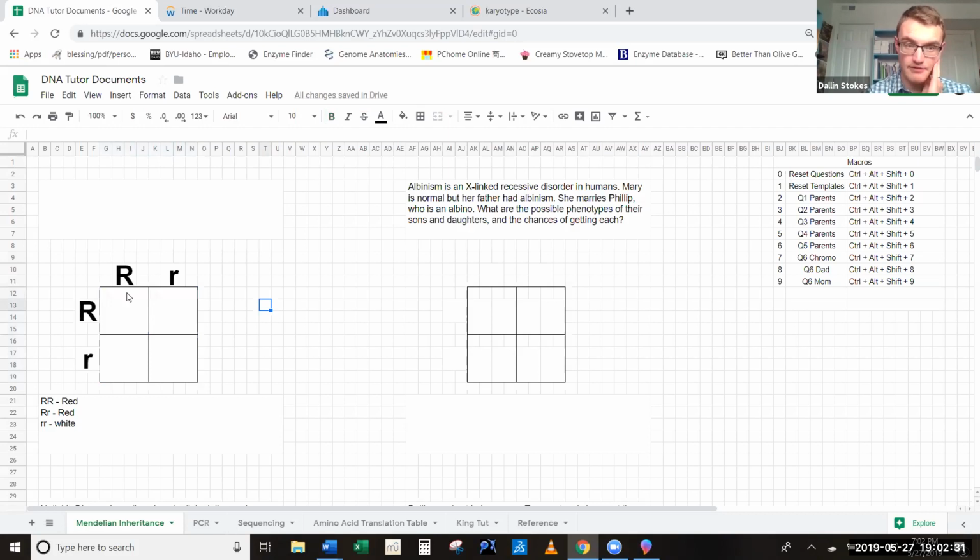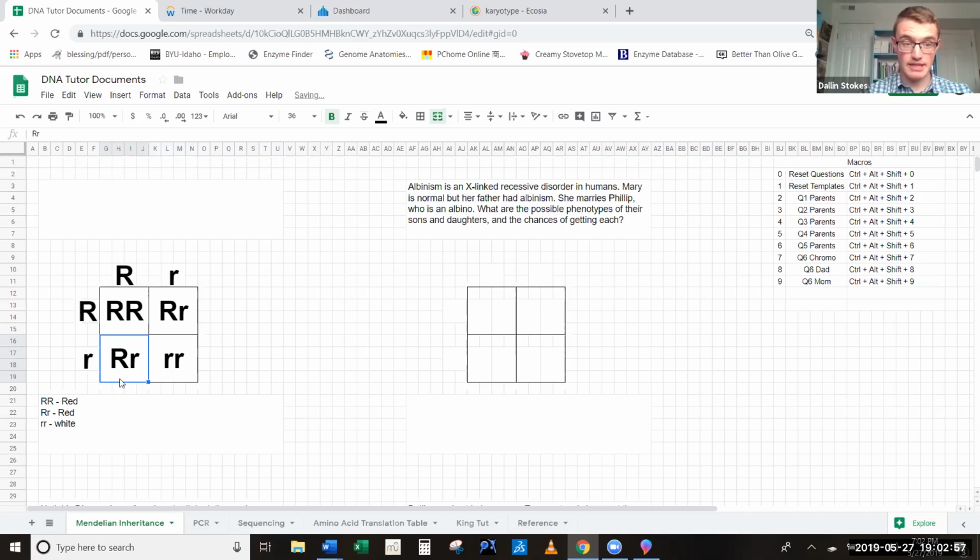Well, the big R comes down from dad and the big R comes over. So we end up with big R, big R. The big R comes across, the little r comes down. We go big R, little r. The big R comes down, the little r comes across. We end up with big R, little r. And the last one, the little r comes down, the little r comes across. We end up with little r, little r.